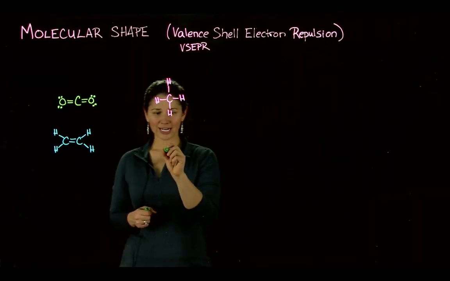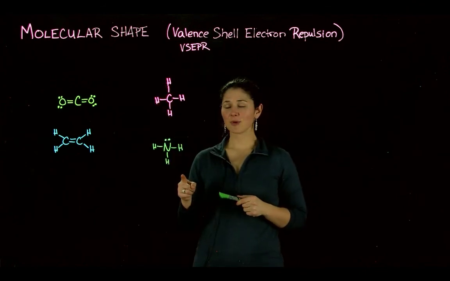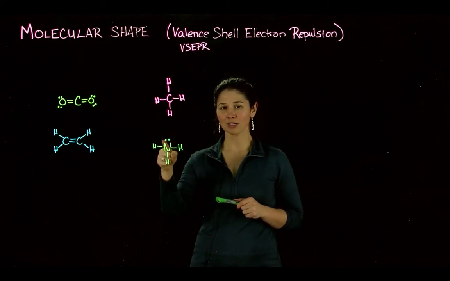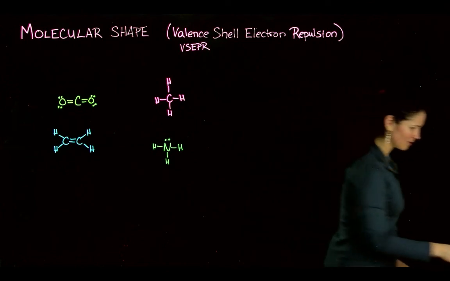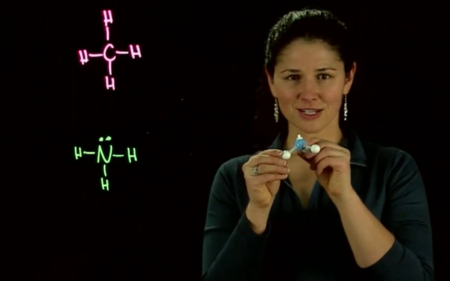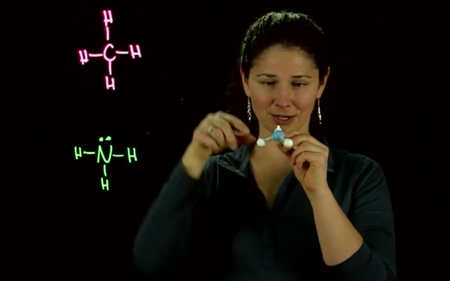The Lewis structure for NH3 looks like this. Hopefully you can see here that once again we have 4 groups around the central atom. There's 1 lone pair and 3 bonded groups. Here's a model I built of this molecule, and I'm representing the lone pair with this little nubbin here.